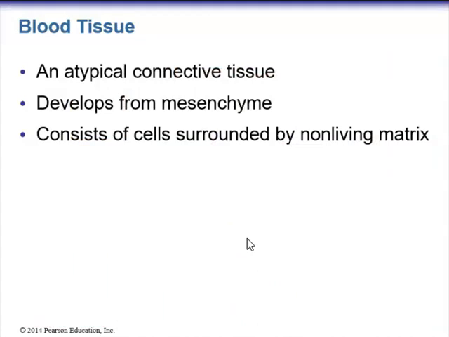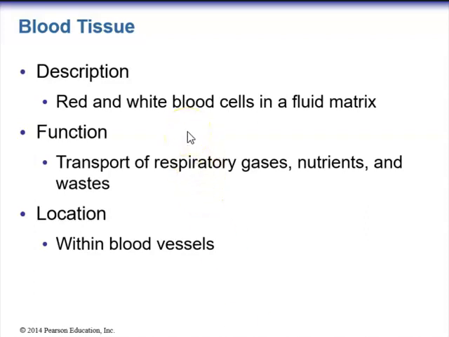The next type of tissue we'll talk about is blood tissue. Blood tissue is an atypical connective tissue, but it does develop from mesenchyme, and it consists of cells surrounded by a non-living matrix. So we have red and white blood cells in a fluid matrix. The function of blood tissue is to transport respiratory gases such as carbon dioxide and oxygen, and to transport nutrients as well as the waste products of metabolism. We can find blood within blood vessels.